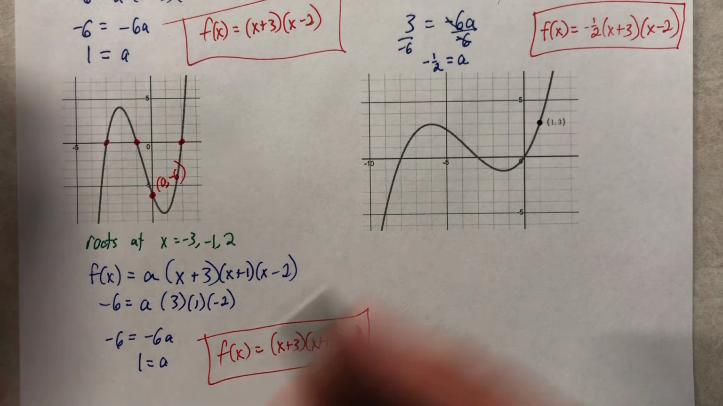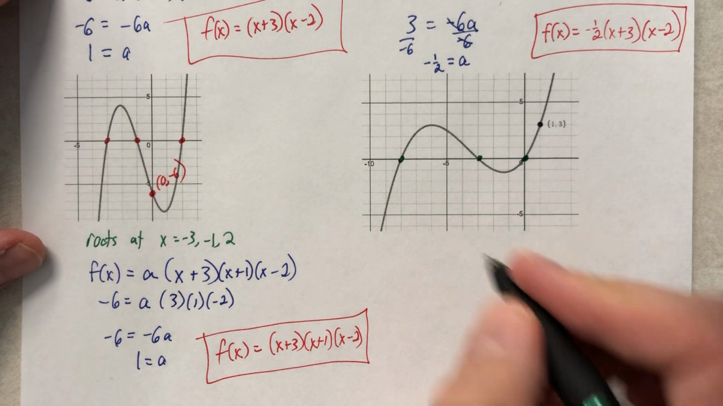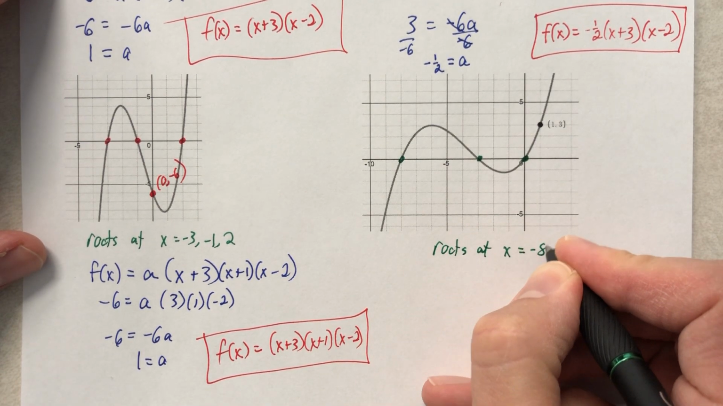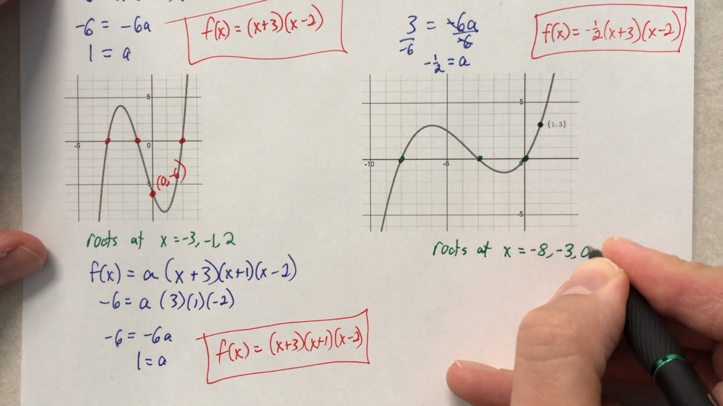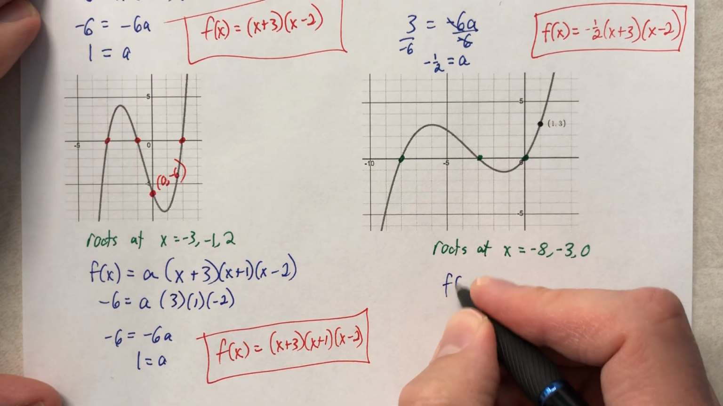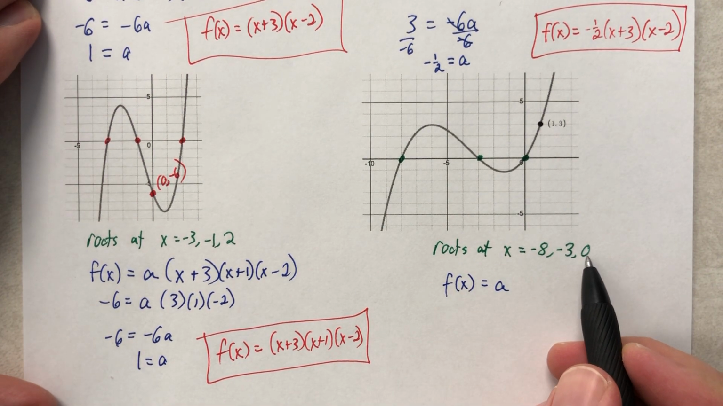So we're going to notice that point, and that point, and that's going to be a little tricky. We have roots at x equals -8, -3, and at 0. Okay, so let's just start writing. We have a polynomial function. Always start it with an a. I'm going to start also with this.